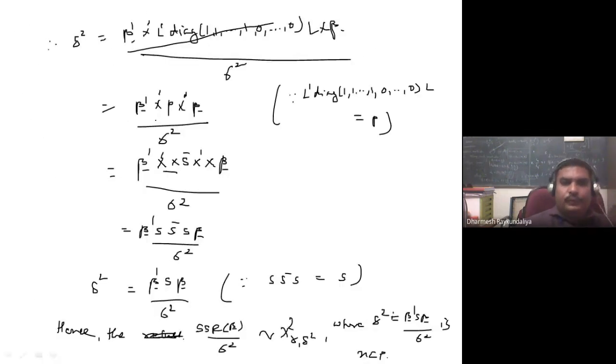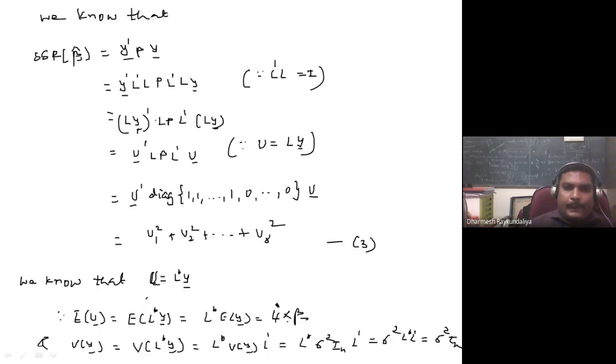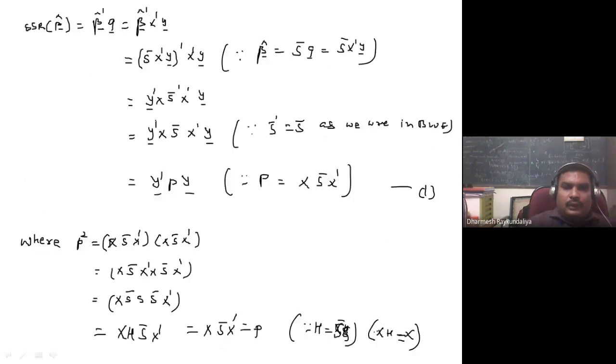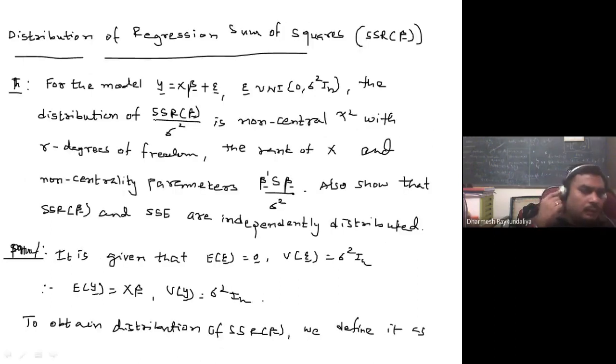So how did we prove this theorem? To show that SSR(β)/σ² has a non-central chi-square distribution with R degrees of freedom and non-centrality parameter β'Sβ/σ². First we use the information given. We have that ε is normal, independently distributed with mean 0 and variance σ²I, so we can find the corresponding distribution of y. Y is also normal with mean Xβ and variance-covariance σ²I.